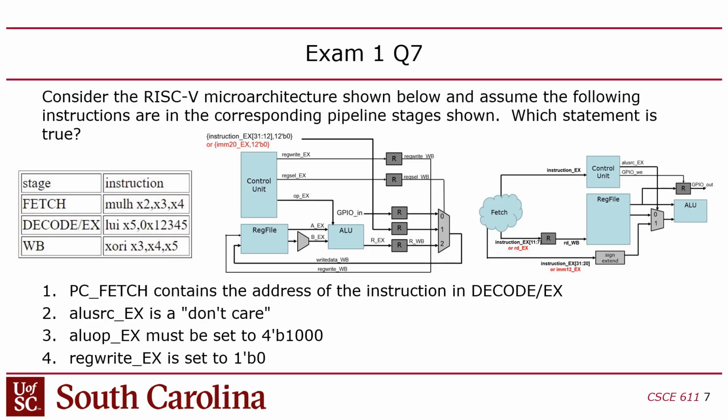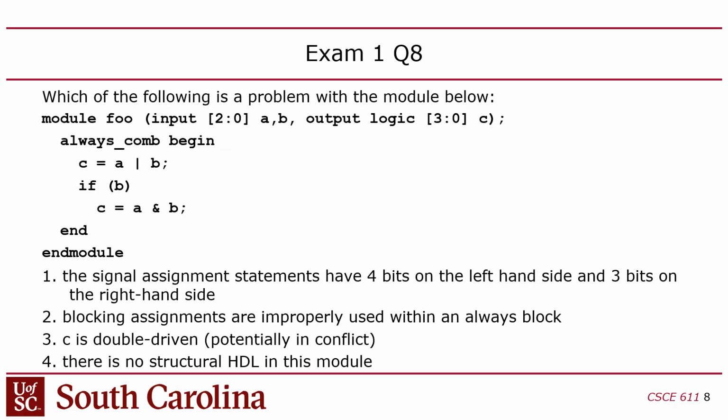And reg write EX is set to 0. Reg write EX would be determining whether the instruction in EX writes the register file, which it does, because it's an LUI, so that one's not true. So it looks like the answer is 2.